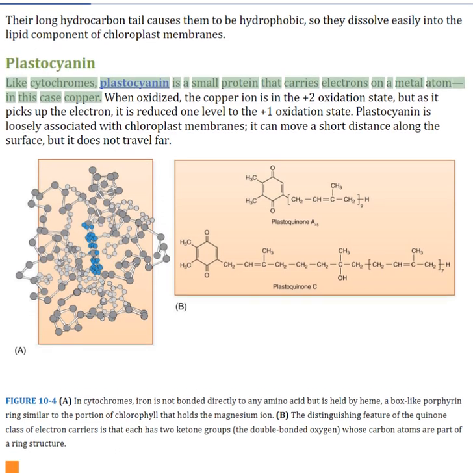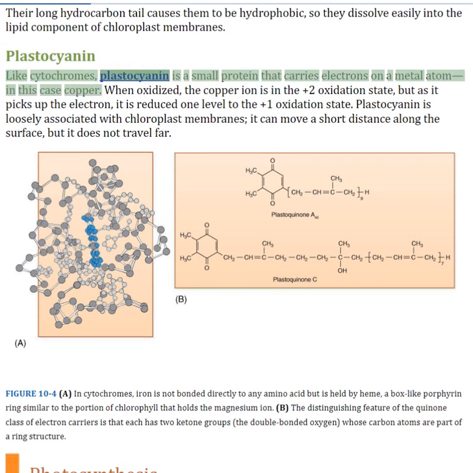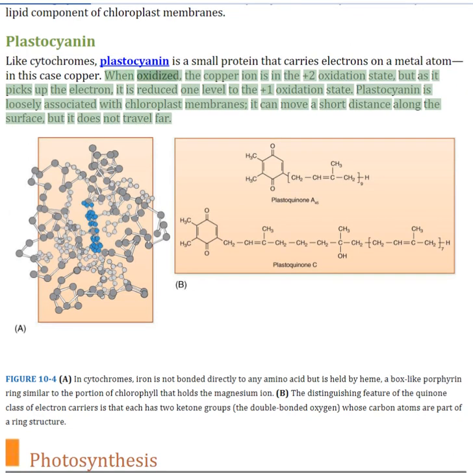Plastocyanin. Like cytochromes, plastocyanin is a small protein that carries electrons on a metal atom, in this case copper. When oxidized, the copper ion is in the +2 oxidation state, but as it picks up the electron, it is reduced 1 level to the +1 oxidation state. Plastocyanin is loosely associated with chloroplast membranes. It can move a short distance along the surface, but it does not travel far.